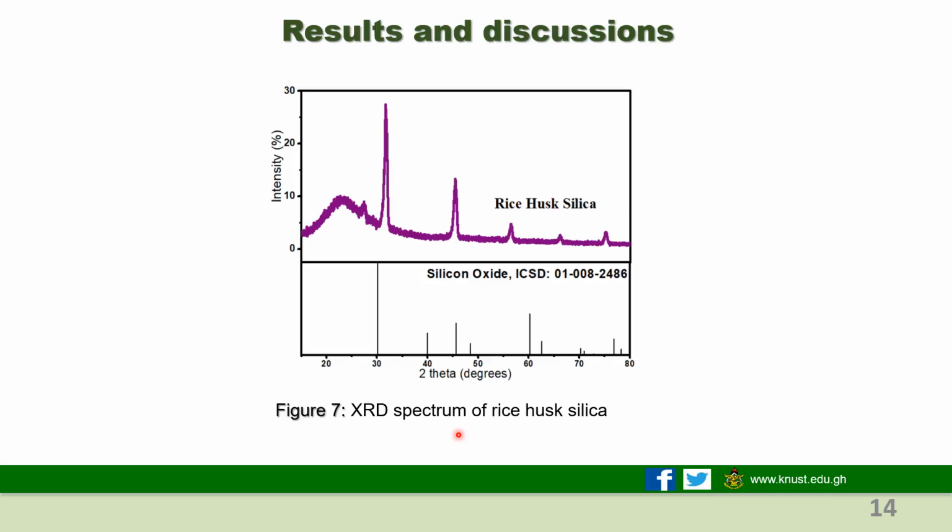XRD spectrum of rice husk silica. The XRD spectrum revealed that the silica obtained was amorphous, and when it was analyzed using X'Pert HighScore, it matched with the silicon oxide pattern in ICSD.